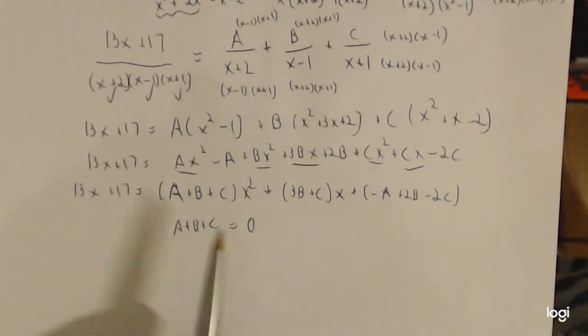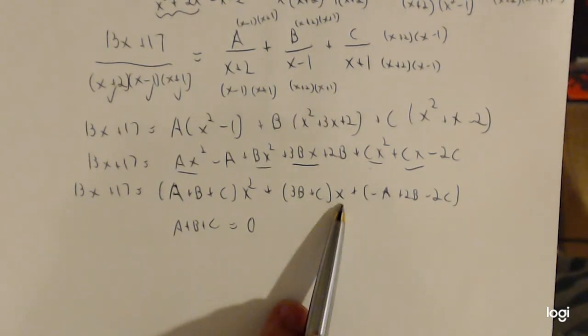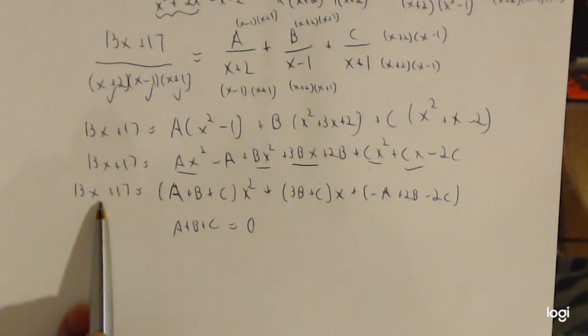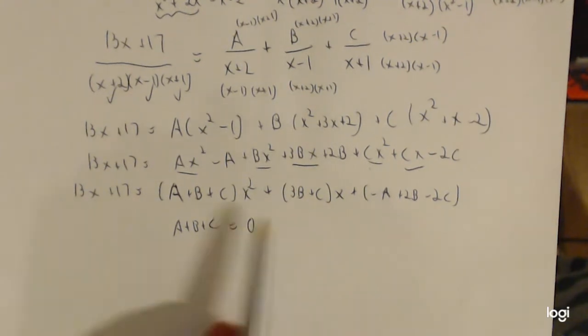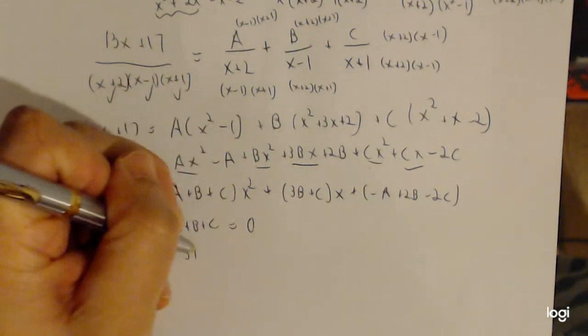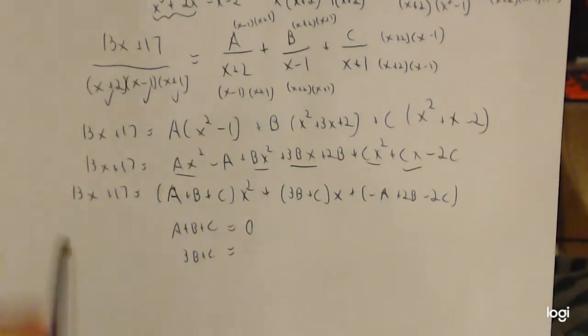Okay? Now, using that same argument, what do I notice here? The number in front of my x here is 3b plus c. And if I look at the left side, what's the number in front of my x? It's 13. So if I want the left and the right side to be equal, the 3b plus c has to equal 13.